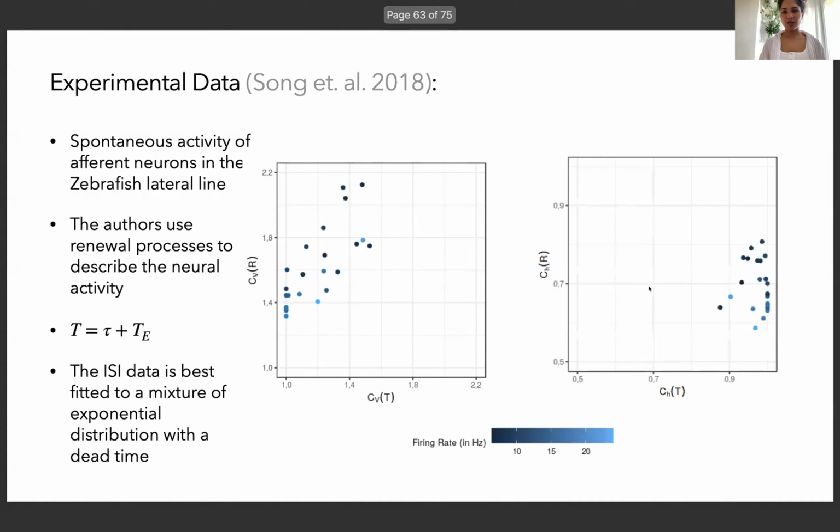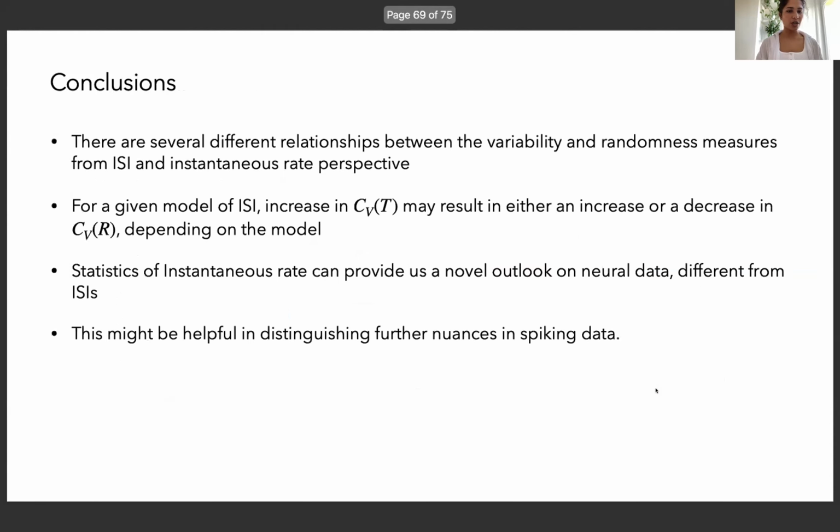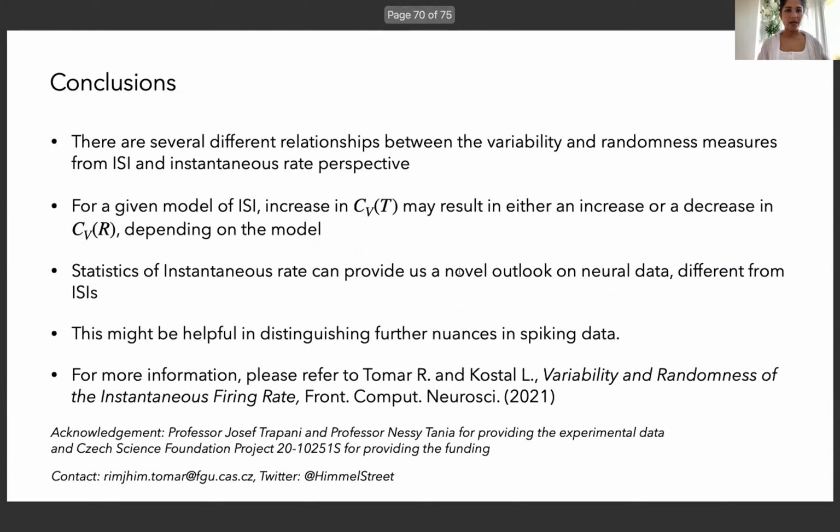We get similar results from the CH values. If you look at the randomness of their interspike intervals, these neurons have similar values, but you can still differentiate among them on the basis of their CHR values. This confirms our assertion that the instantaneous rate provides us with a different, novel outlook on the spiking data, which is what I talk about in the conclusions that I'm going to share here. There are different relationships between the variability and randomness measures.